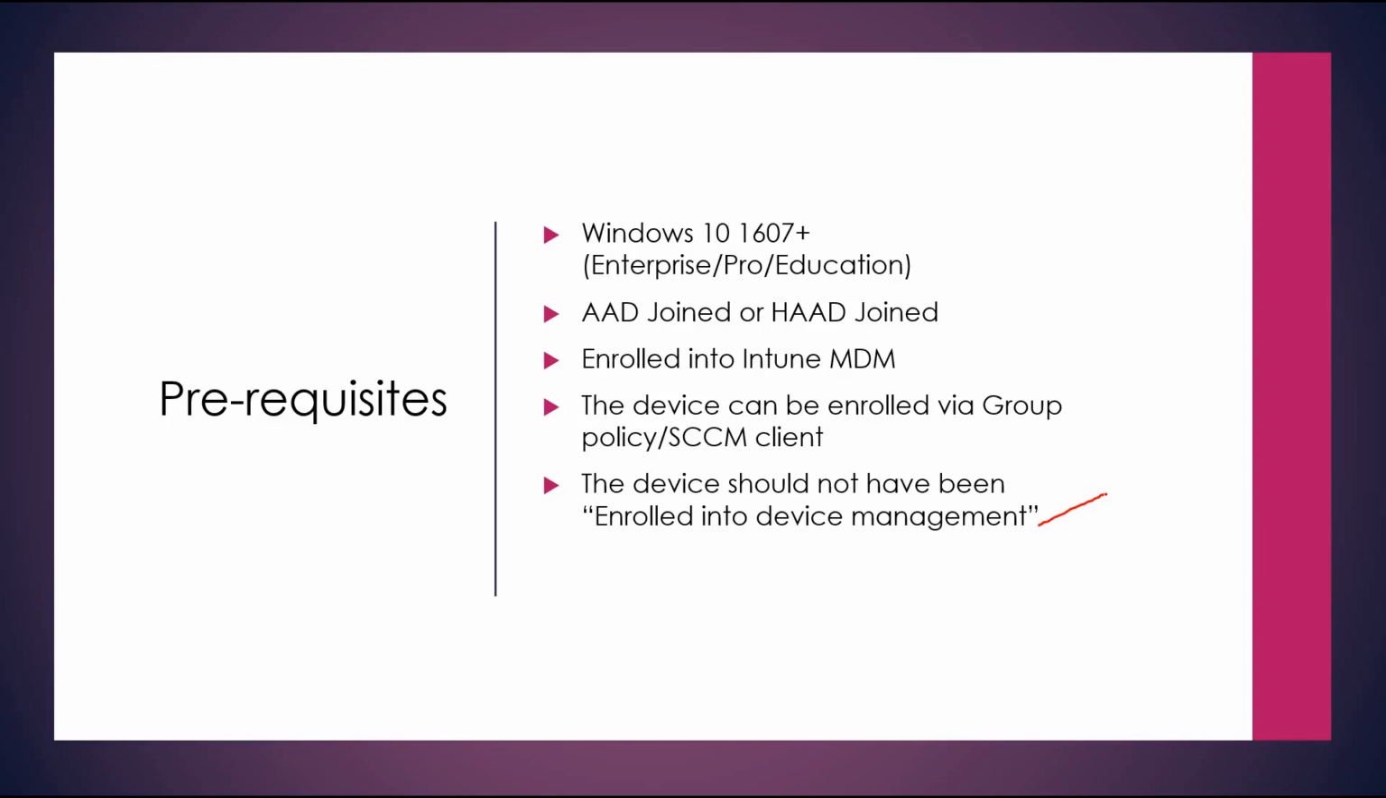How do we get a device hybrid Azure AD joined? Usually by using the Azure AD Connect tool. When you're using the Azure AD Connect tool, you can select the checkbox which says devices should be hybrid Azure AD joined. If that is done, then the device can be automatically enrolled to Intune using the SCCM client, which would make it co-managed, or using a group policy.